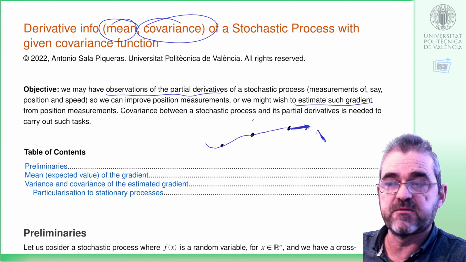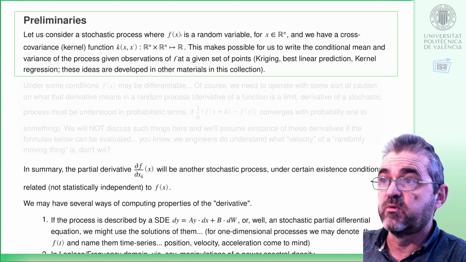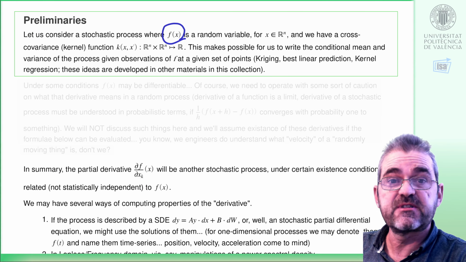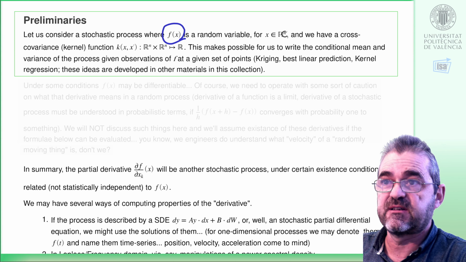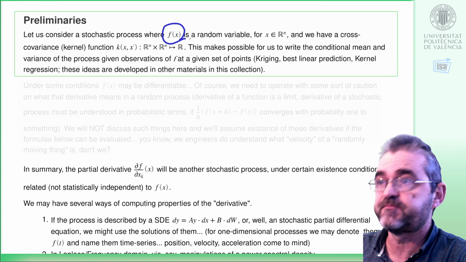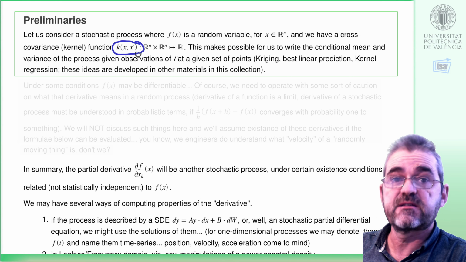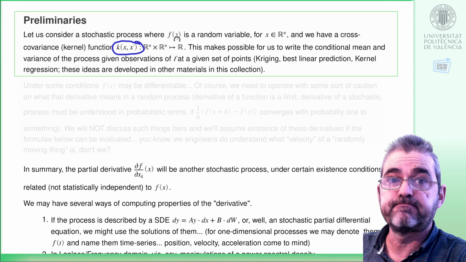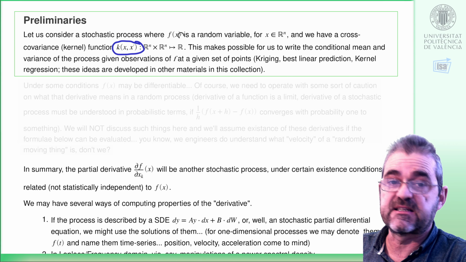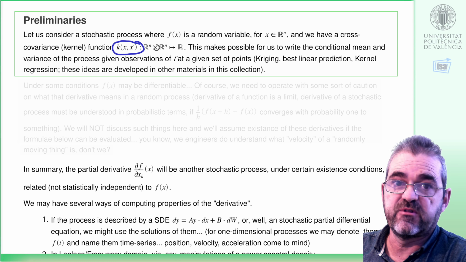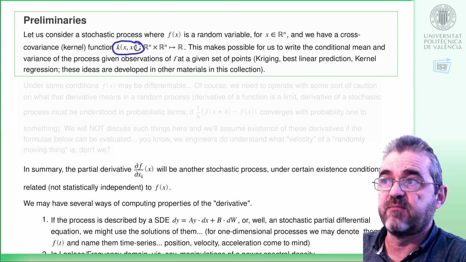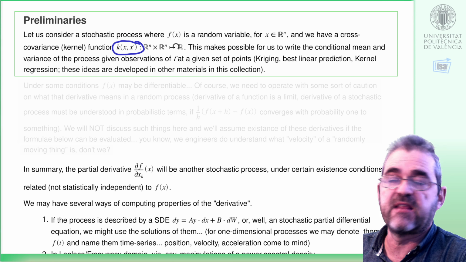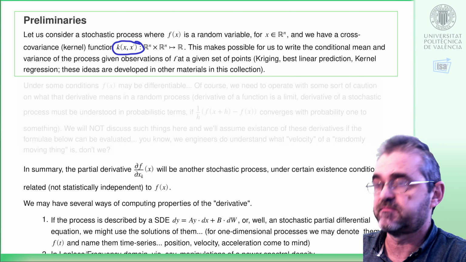objective of this video. So we will consider a stochastic process, some function of some input arguments, n-dimensional, f(x), which is a random variable. So we know the covariance between those functions at different points x. If x were time, this would be the covariance of the process at different time instants. But okay, we are n-dimensional, so we are generic.